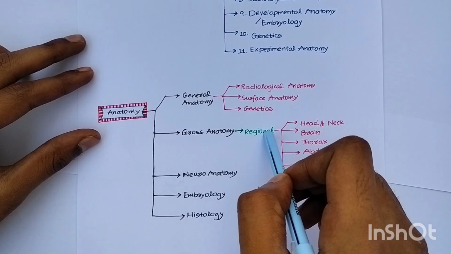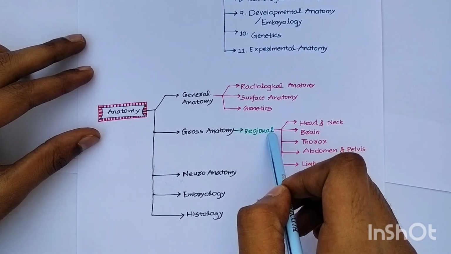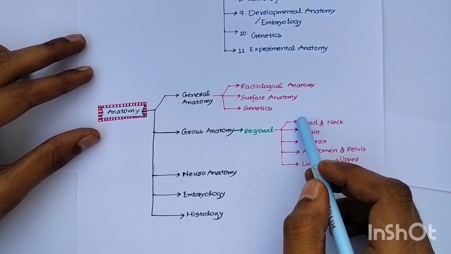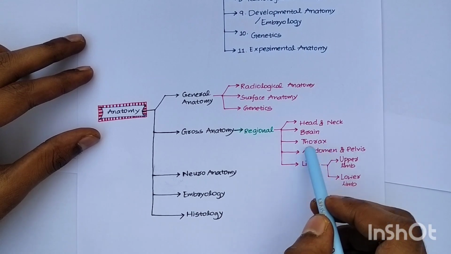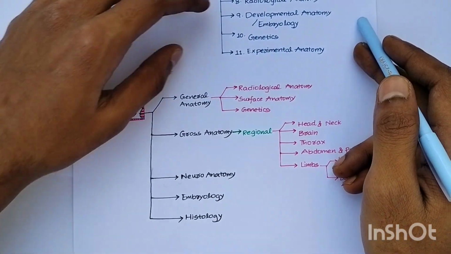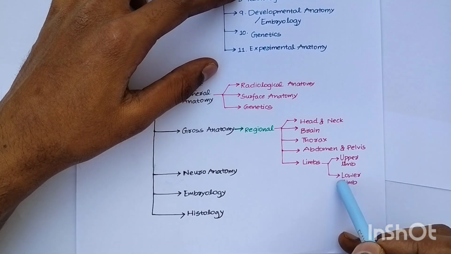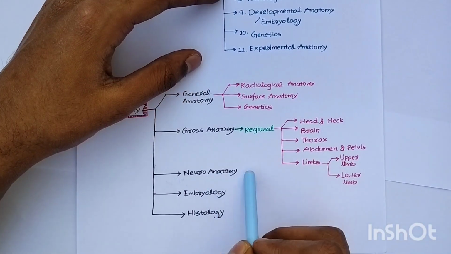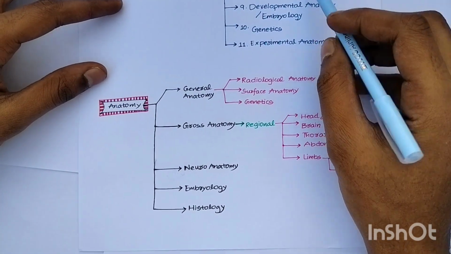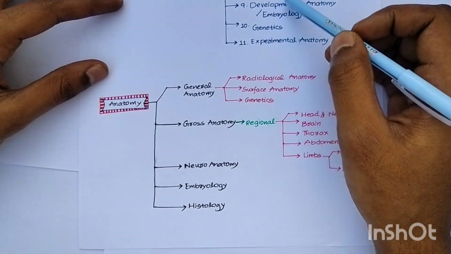The regional approach is the most practiced, most studied. So head and neck is one volume, brain separately, thorax, abdomen and pelvis separately, limbs like upper limb and lower limb, and then neuroanatomy, embryology, histology. You'll study like this in a systematic approach.